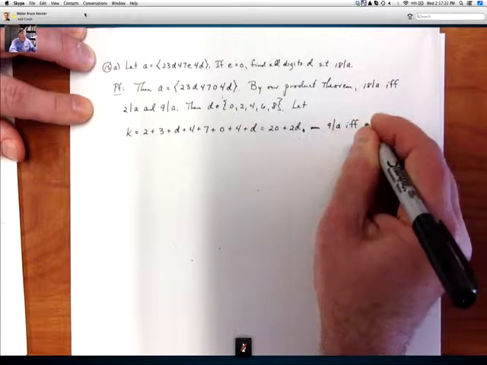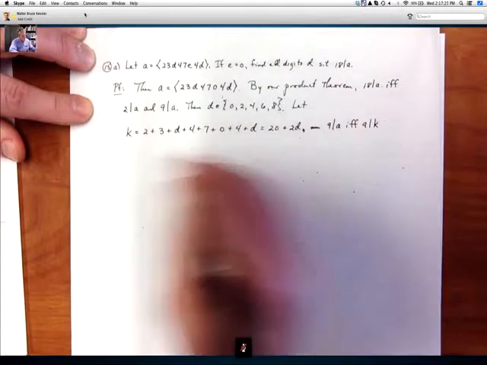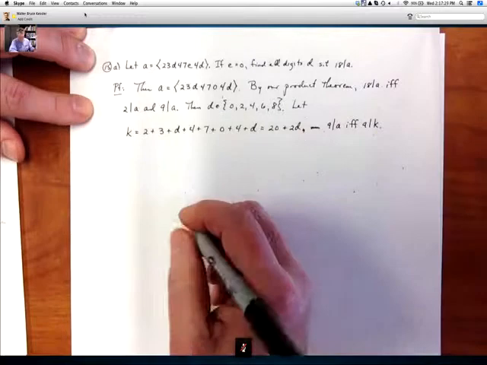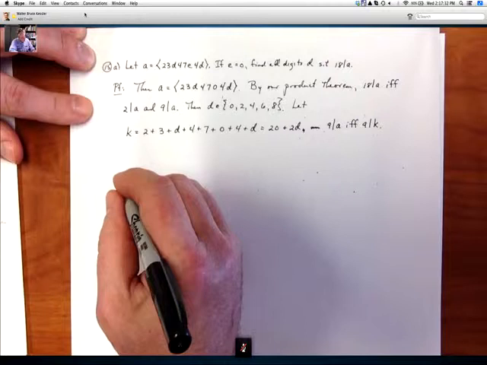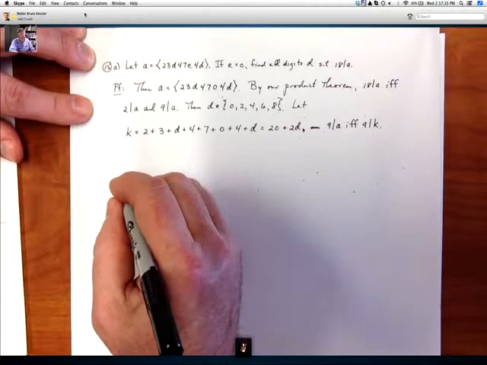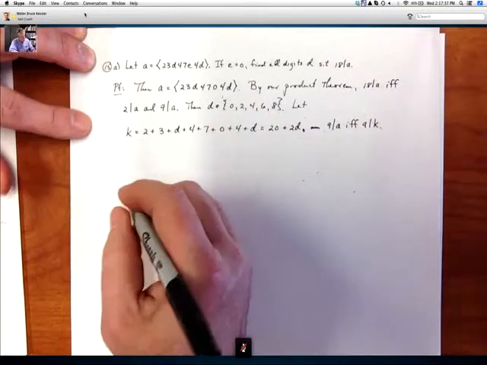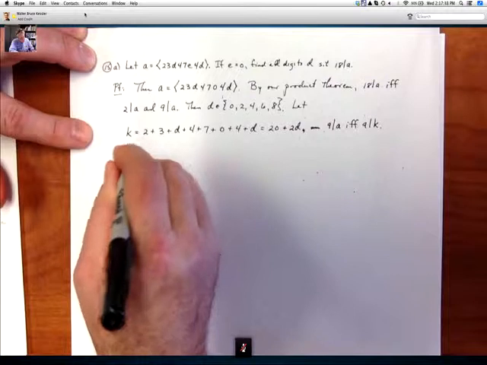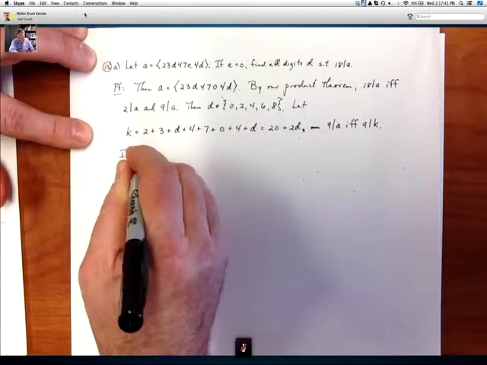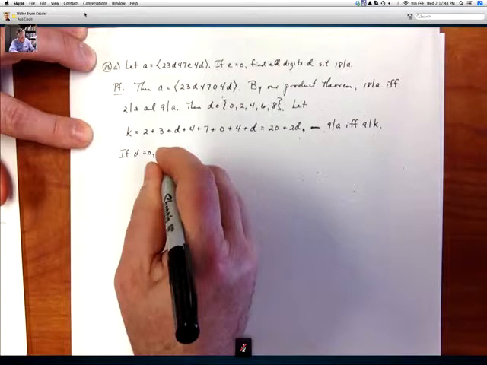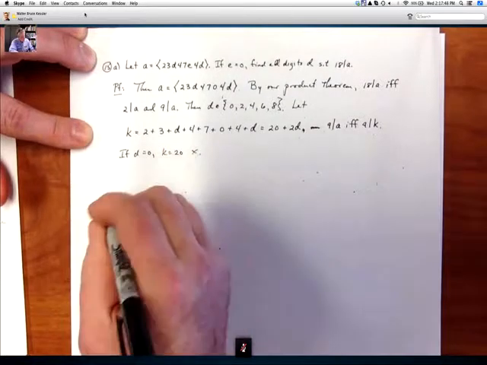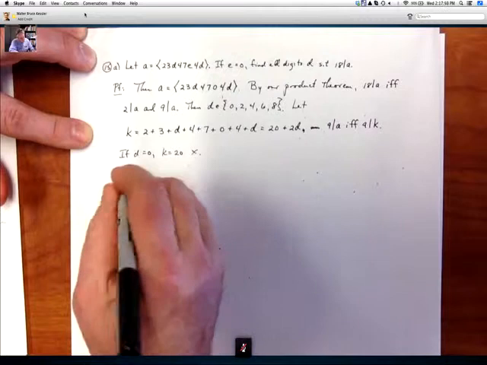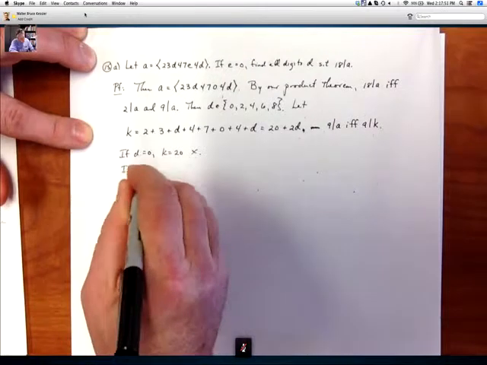9 will divide A if and only if 9 divides this sum of the digits K. And so you can just run the cases. If D is 0, then K is 20. Doesn't happen. Not divisible by 9.